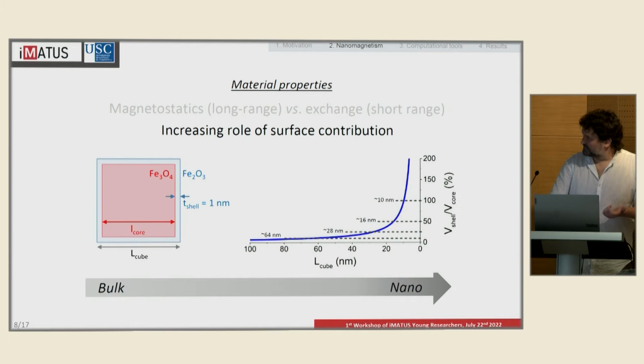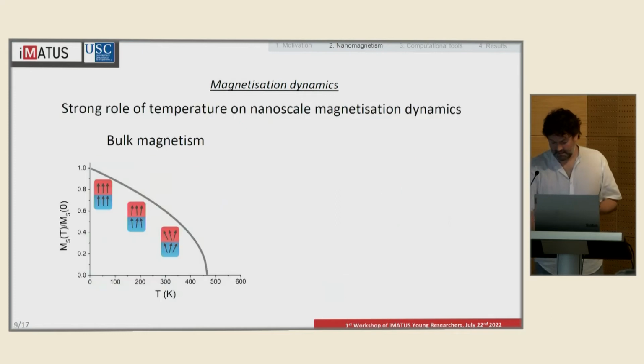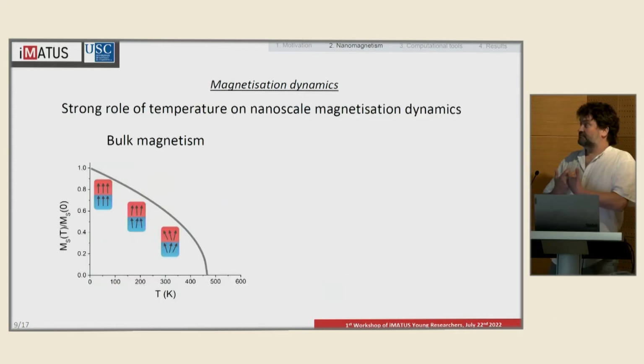Of course, for applications, the role of the surface is very important as well. It was mentioned in a previous talk how the surface contribution increases dramatically with lowering the particle size. But what I am more interested in is the magnetization dynamics, because if we want to release energy, we need some dynamics, and the dynamics of nanoscale magnets are really different.